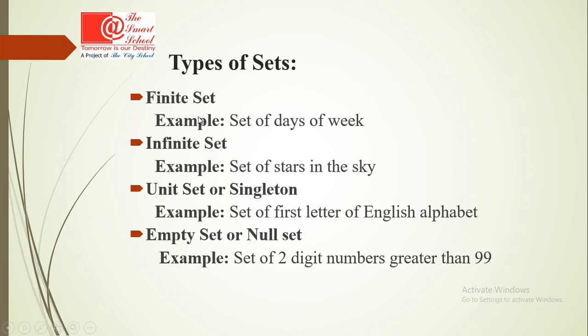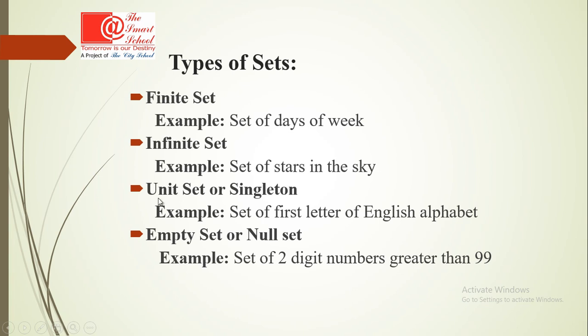And the example of a finite set is set of days of week. Obviously, days of week are limited. These are 7. It can't be 8, not even 6. Now, the second is infinite set. Who knows about it? Yes, obviously, the word is telling it has unlimited elements in it. For example, set of stars in the sky. It has unlimited elements, so it is called infinite set.